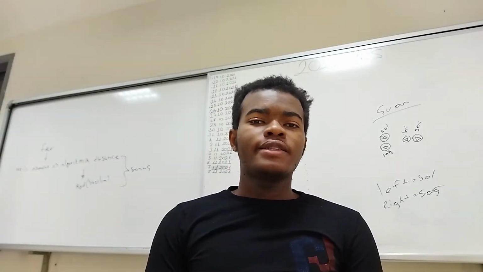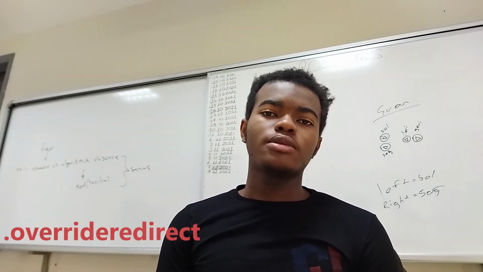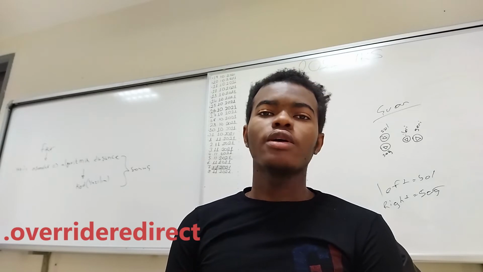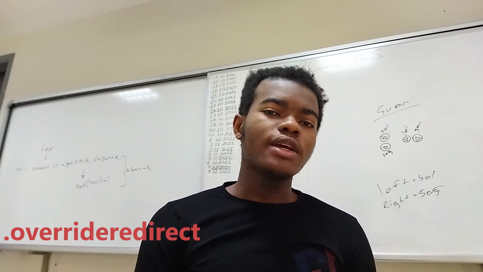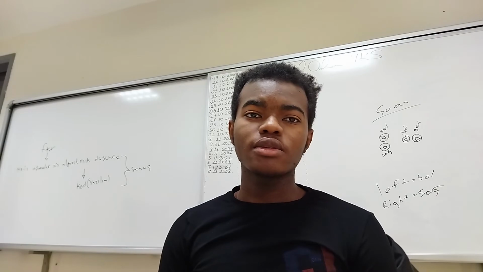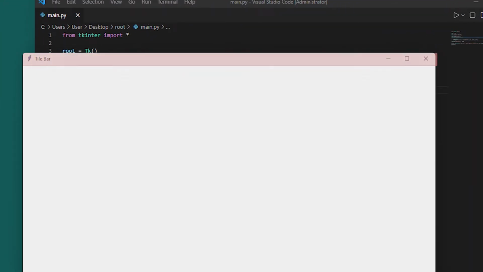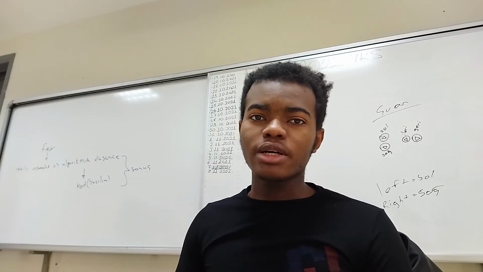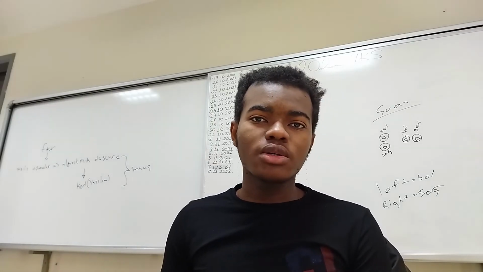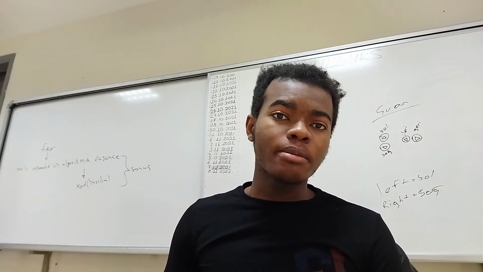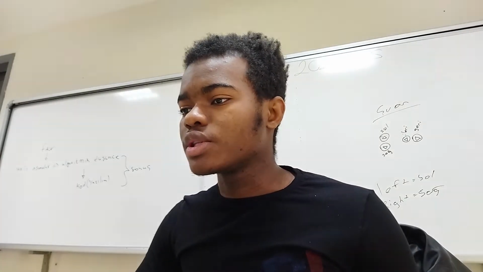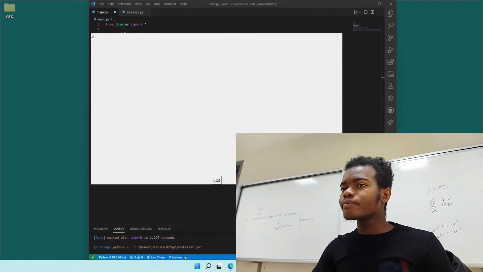Hello everybody, and today we'll talk about this method, the override redirect. What is it? It's a Tkinter method that allows you to remove the Tkinter window title bar and fully customize it, put in your custom exit buttons, a custom minimize button if you want, and custom icon bitmaps. Let me just show you in the code how it looks.